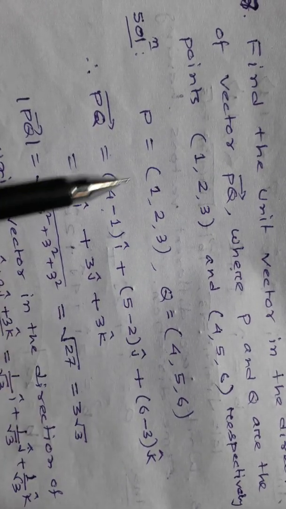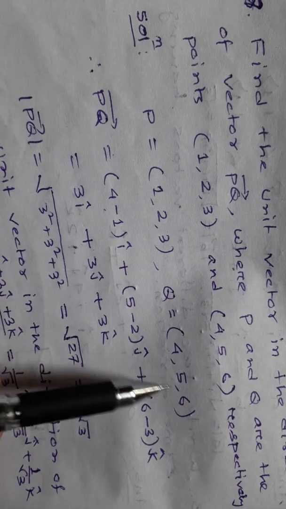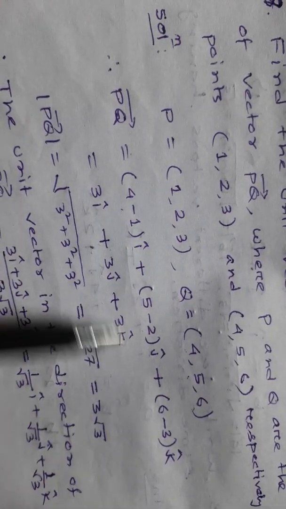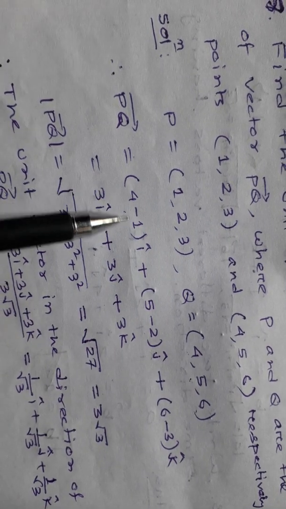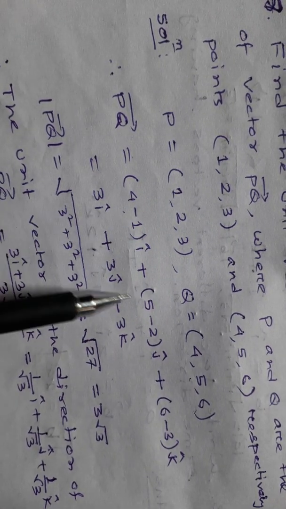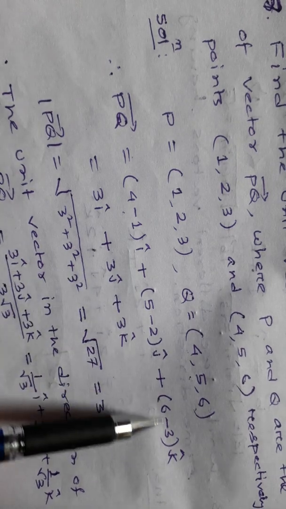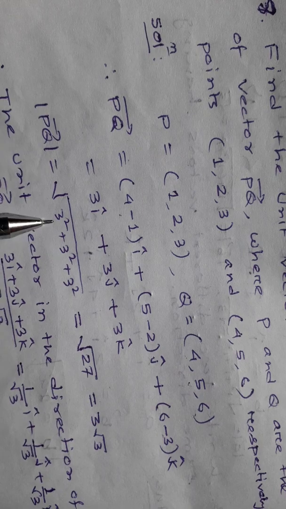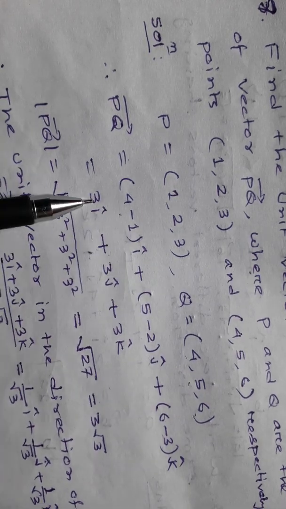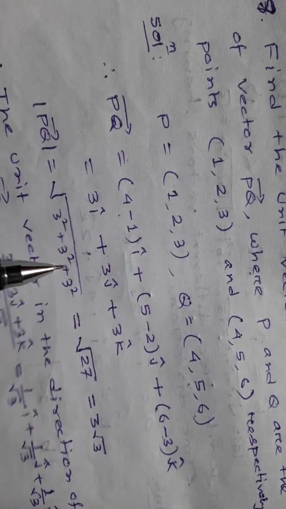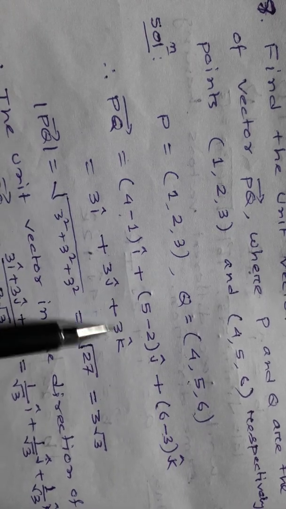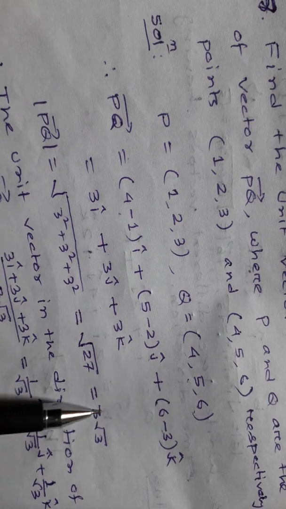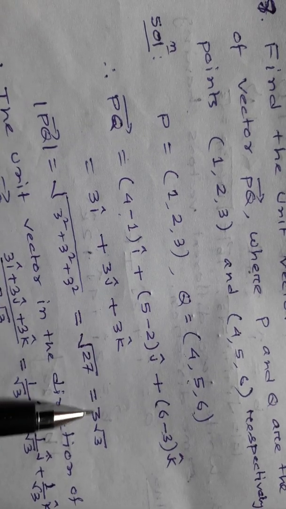So (4 minus 1) i plus (5 minus 2) j plus (6 minus 3) k. So this is equal to 4 minus 1 equal to 3, 3i plus 3j plus 6 minus 3 is 3, 3k. So magnitude of the vector PQ will be square root of 3 square plus 3 square plus 3 square, because scalar components of this vector are 3, 3, 3. So magnitude of PQ is root 27, which is equal to 3 root 3.